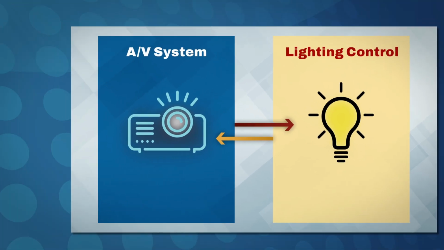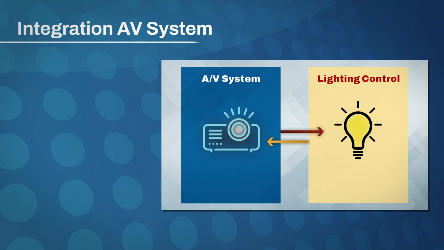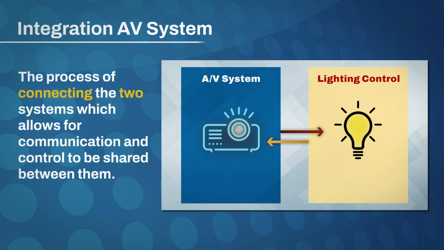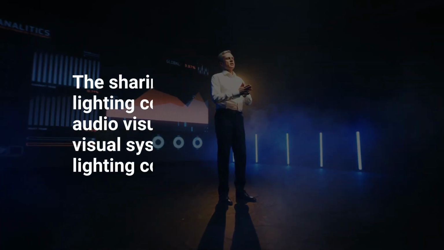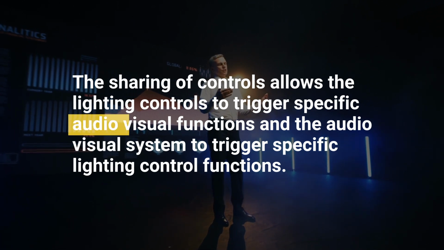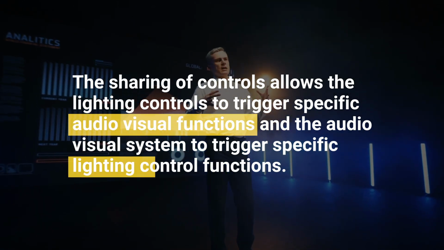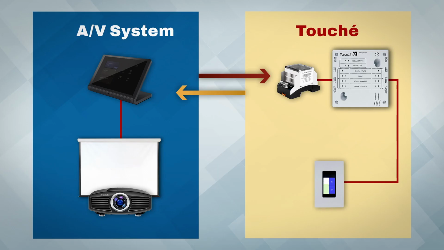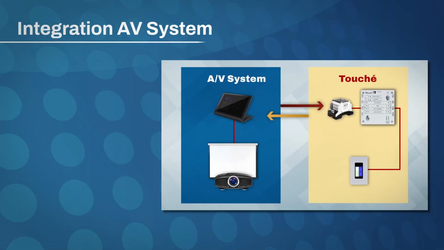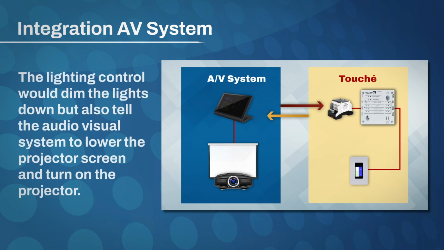The integration of a lighting control system and an audio-visual system is the process of connecting the two, which allows for communication and control to be shared between them. The sharing of controls allows the lighting control system to trigger specific audio-visual functions, and the audio-visual system to trigger specific lighting control functions. An example would be that when a presentation button is pressed on the lighting control wall station, the lighting control would dim the lights, but also tell the audio-visual system to lower the projector screen and turn on the projector.